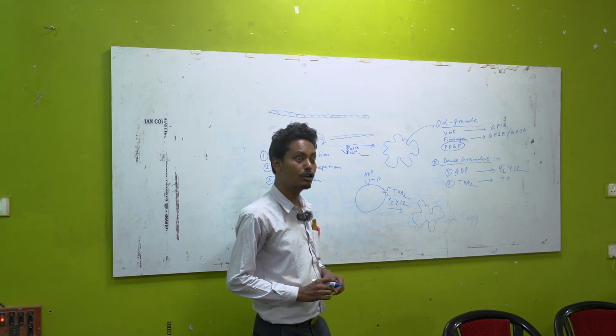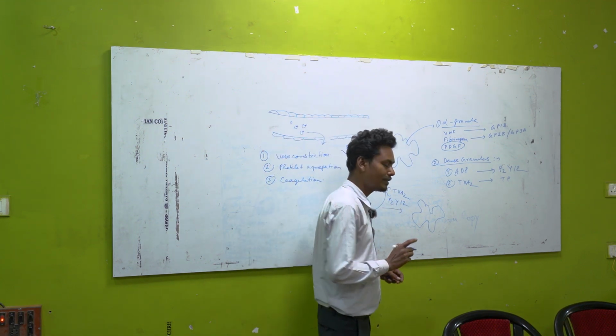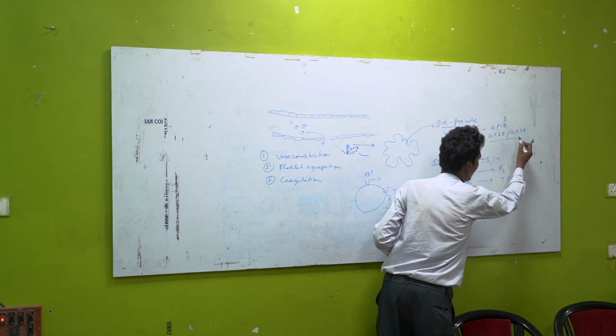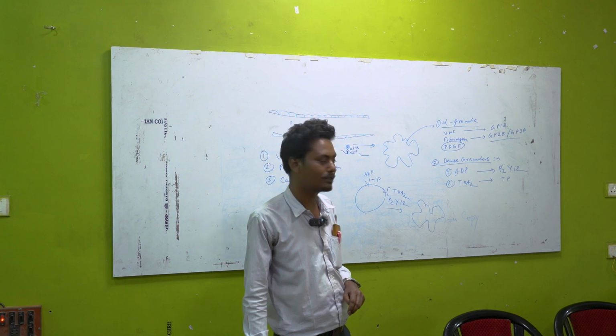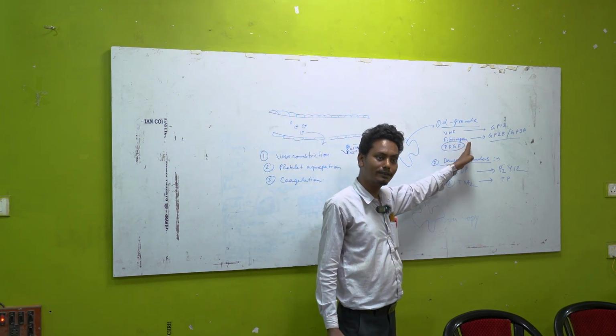Activated platelets also expose receptors on their surface. These receptors are known as GP2B and GP3A, and these GP2B and GP3A receptors are associated with the binding of fibrinogen.